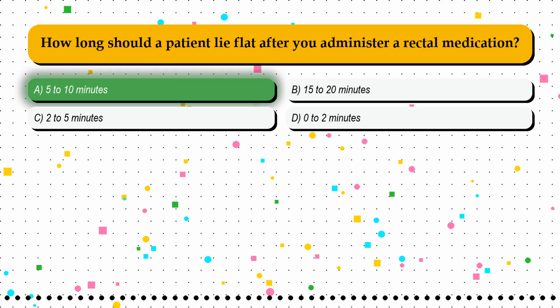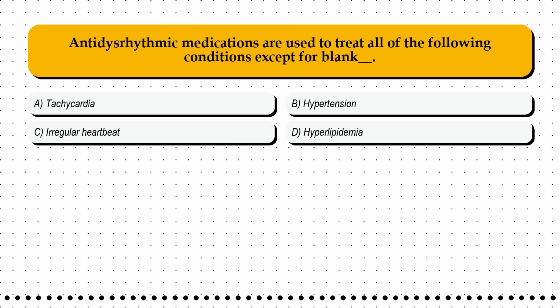The correct answer is option A, 5 to 10 minutes. Question 103. Antidysrhythmic medications are used to treat all of the following conditions except for blank. Option A, tachycardia. Option B, hypertension. Option C, irregular heartbeat. Option D, hyperlipidemia.